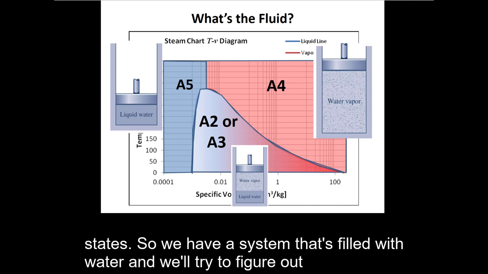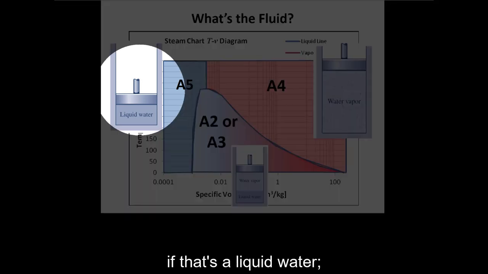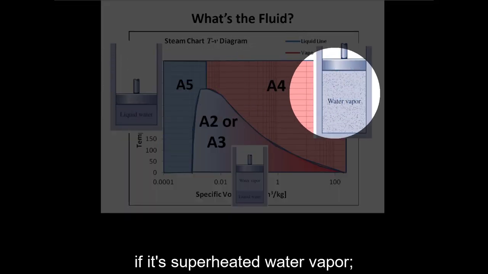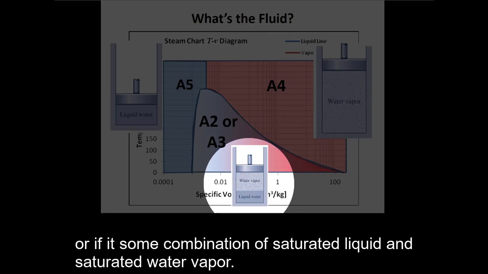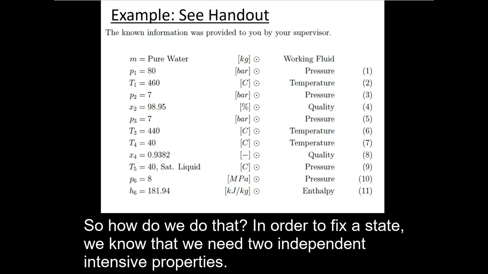So in this class, we just have a large example where we're fixing a whole bunch of states. So we have a system that's filled with water, and we'll try to figure out if that's liquid water, if it's superheated water vapor, or if it's some combination of saturated liquid and saturated water vapor. So how do we do that?